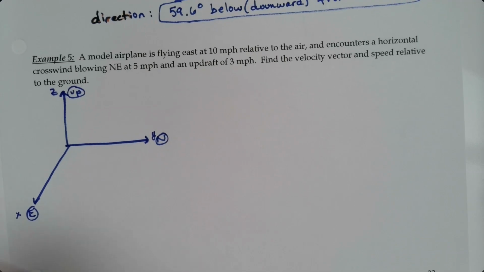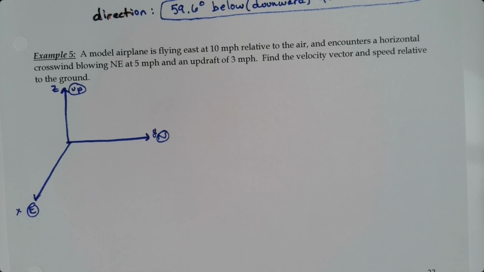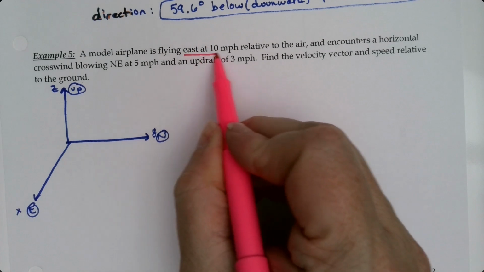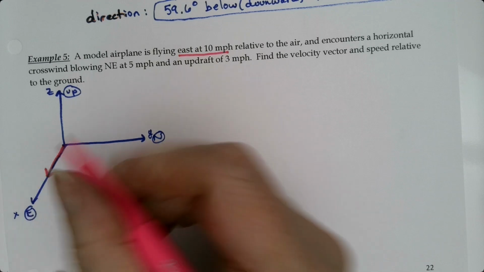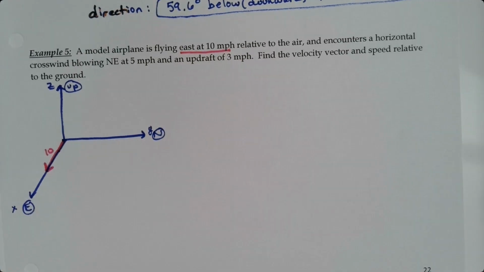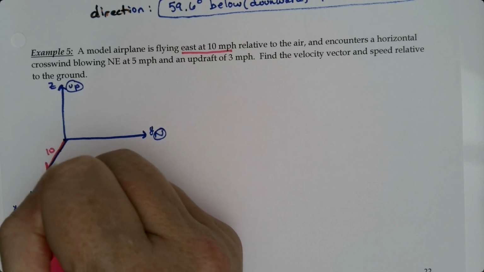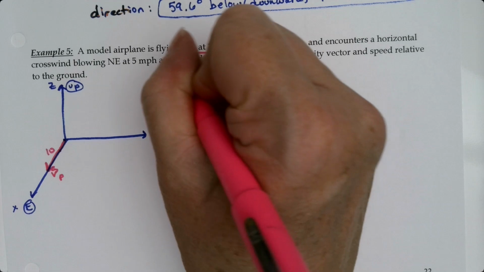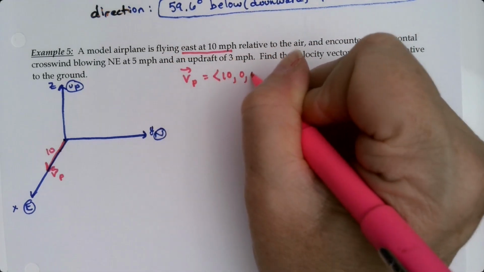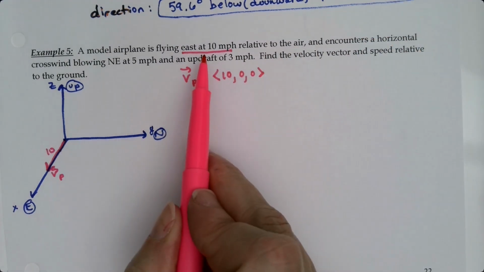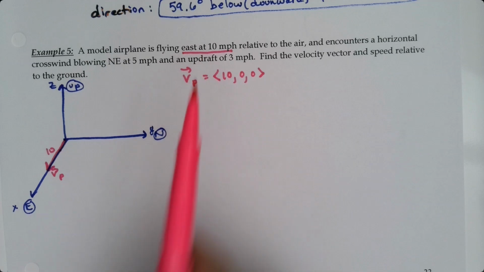Okay, so we have the model airplane flying east at 10 miles per hour relative to the air. It's coming out at us. It's flying east at 10 miles per hour. So that's the velocity of the plane. So the velocity of the plane is 10, 0, 0, right? Because it's direct east. That was pretty easy.